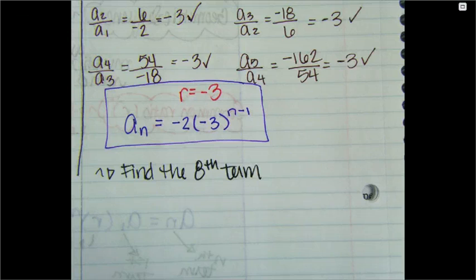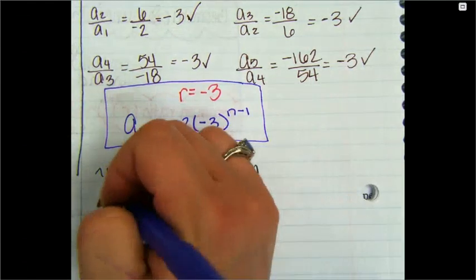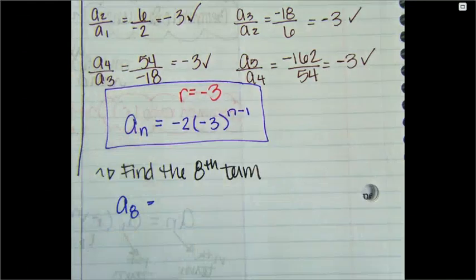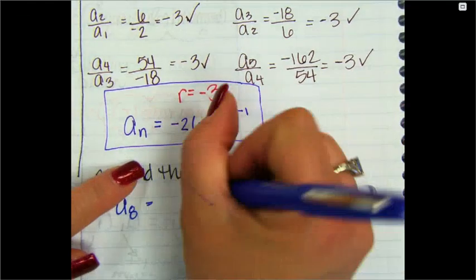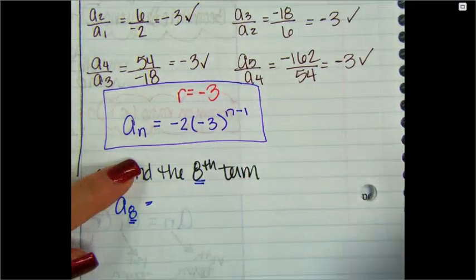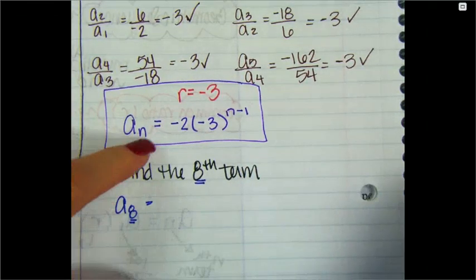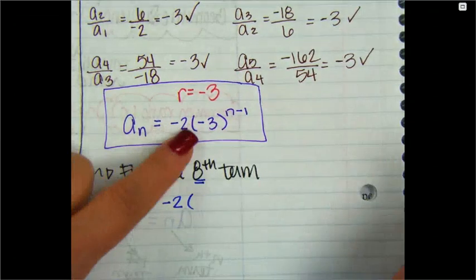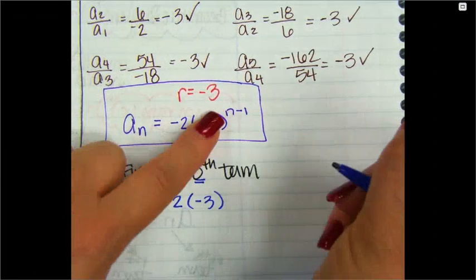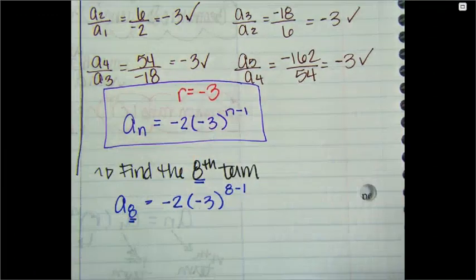8. Not n, 8. A sub 8, because we're plugging in what? 8. We want to find term number 8. Can we see how this works? Okay. So a sub 8 equals, we're plugging in here for n, now we want the 8th term, so I'm going to plug in 8. Make sense? Okay, so I have a sub 8 equals negative 2, parentheses, negative 3, to the 8 minus 1.